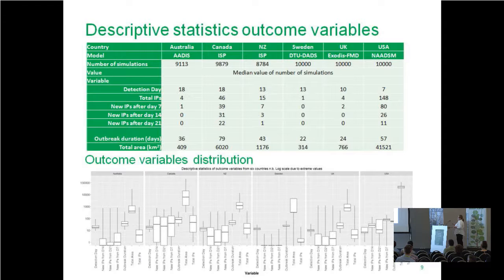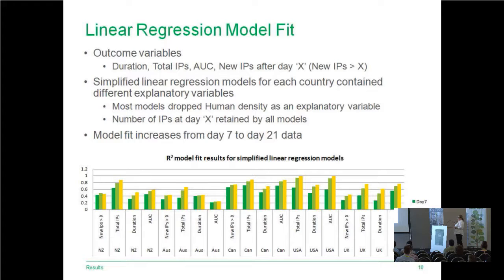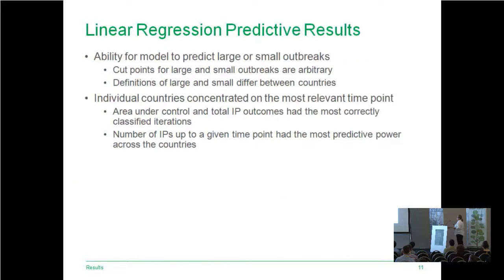So having got our data on our explanatory variables and our outcome variables, we then use linear regression to build some models for each individual country at each of the individual time points that we're looking at, then simplified them. And each of the countries retained different explanatory variables within the linear regression models that we ended up with for each of the different time points. And this is just a descriptive of the model fit, which is, perhaps unsurprisingly, the fit improved from the 7-day data to the 21-day data. And there's some good, some pretty poor, but sort of as expected.